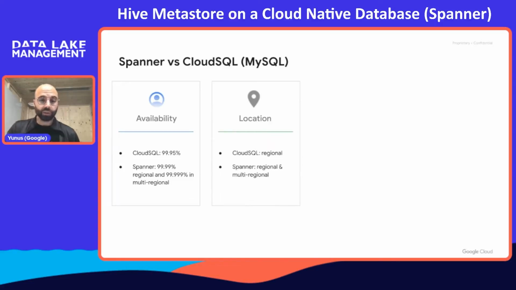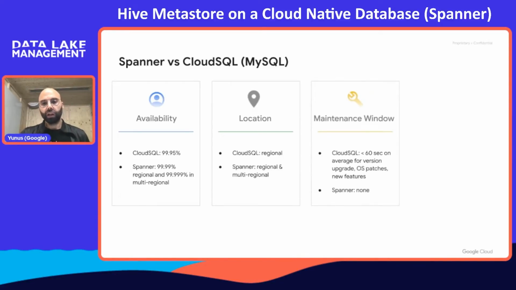Location: Cloud SQL is a regional resource, but Spanner can be regional and multi-regional. For instance, you store your data in Google Cloud Storage. It can be multi-regional, and you think, okay, my data is multi-regionally available. It's good, but when you want to query it, if one of the regions goes down and you have a problem there, then Metastore cannot give you the metadata, and you cannot query your data. So it's really good to have a multi-regional database in the backend.